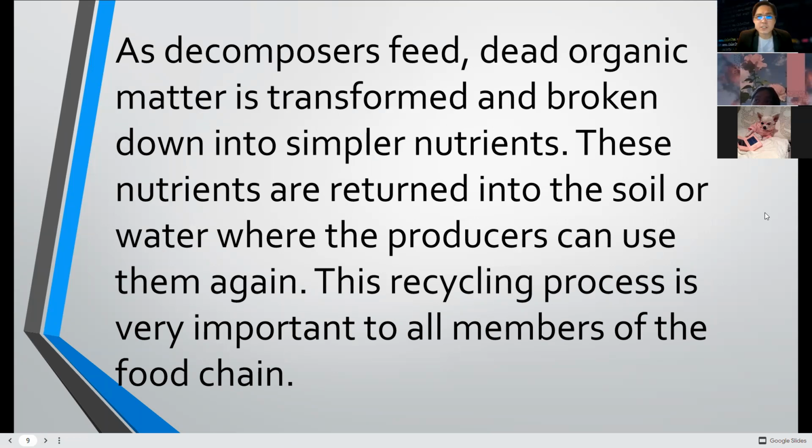Decomposers feed on dead organic matter, which is broken down into simpler nutrients. These nutrients are returned into the soil or water where the producers can use them again. That's the cycle. This recycling process is very important to all members of the food chain and the food web, because without this, there is no recycling of nutrients. Whatever is consumed will not go back to nature.